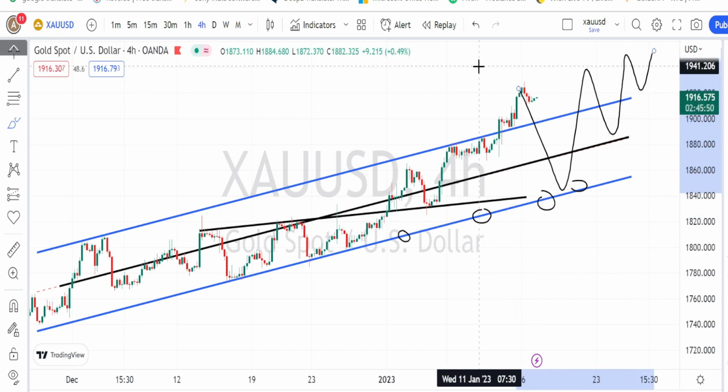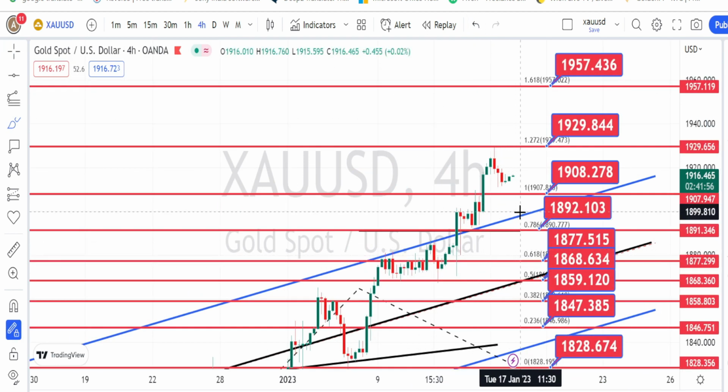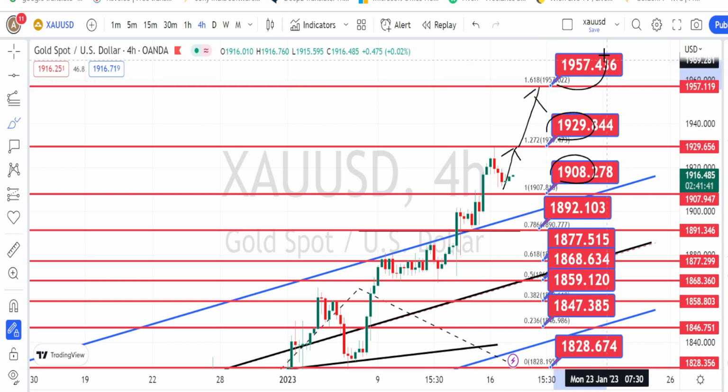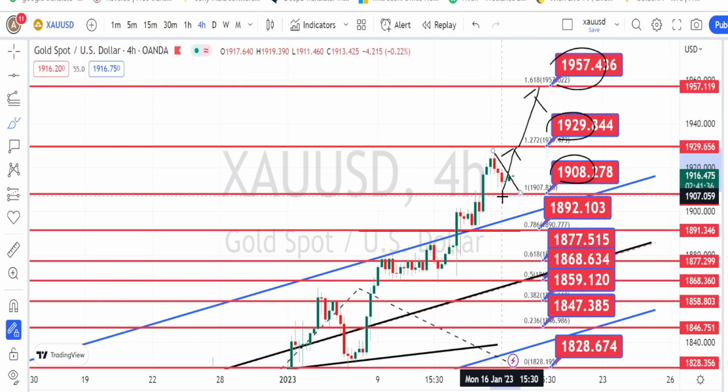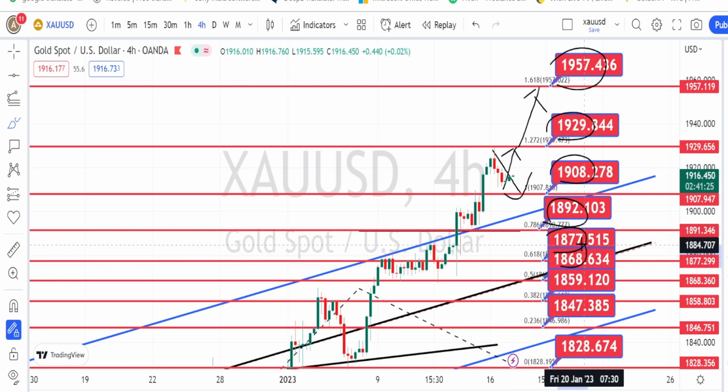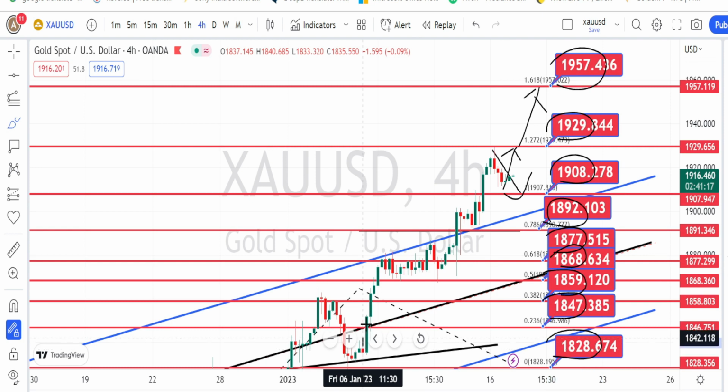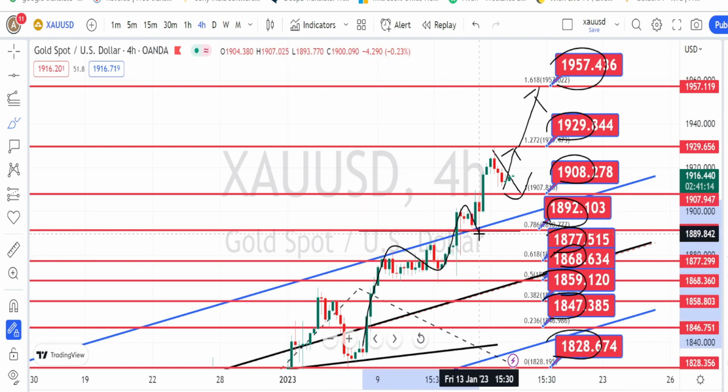Let us mark the current support and resistance levels. So currently the price action is trading between the support level of 1908 and the resistance level of 1929. Once the price action breaks this resistance level, the next level of resistance is going to be around 1957. And if the price action breaks this support level of 1908, the next levels of support are going to be around 1892, 1877, 1868, 1859, 1847 and 1828.